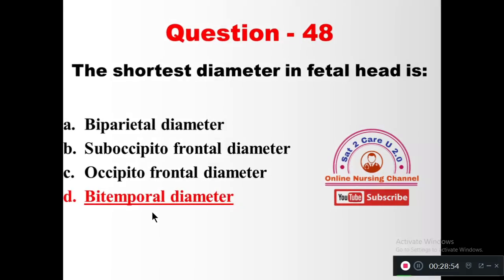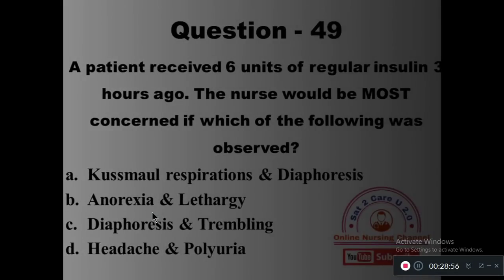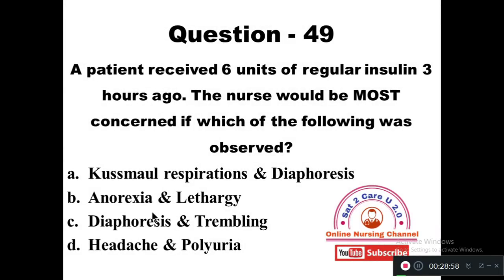Question number 49. A patient received 6 units of regular insulin 3 hours ago. The nurse would be most concerned if which of the following was observed. Option A, Kussmaul respiration and diaphoresis. Option B, anorexia and lethargy. Option C, diaphoresis and trembling. Option D is headache and polyuria.